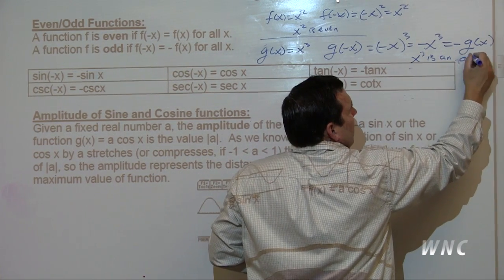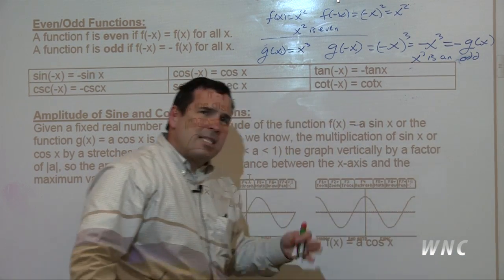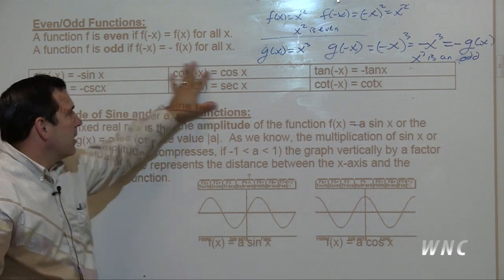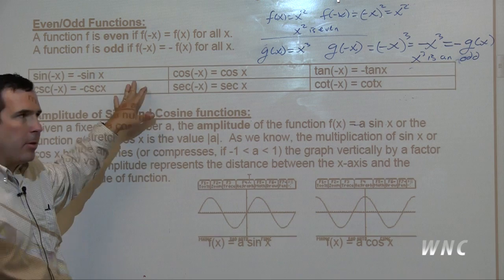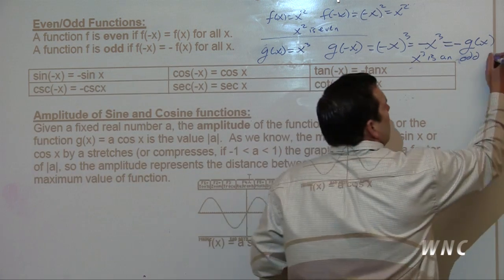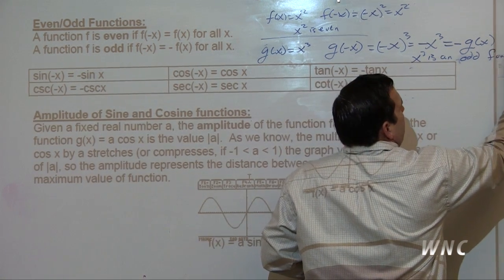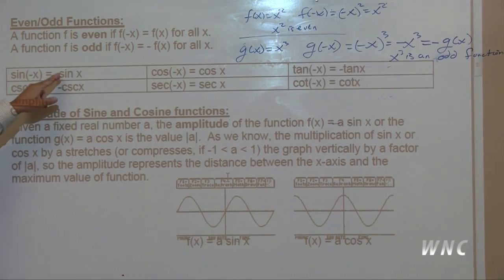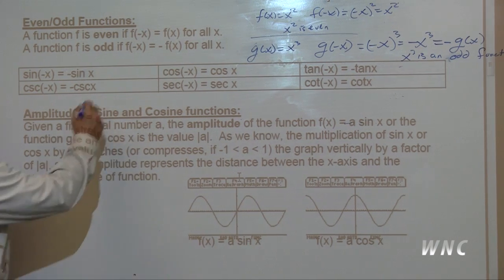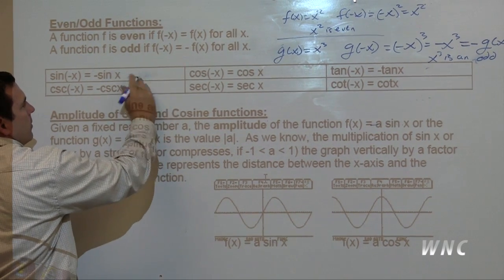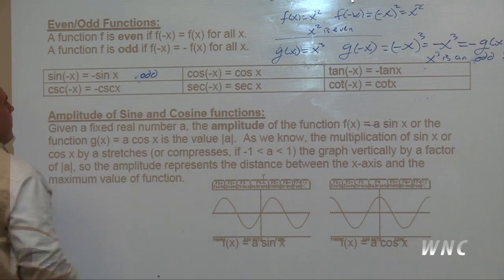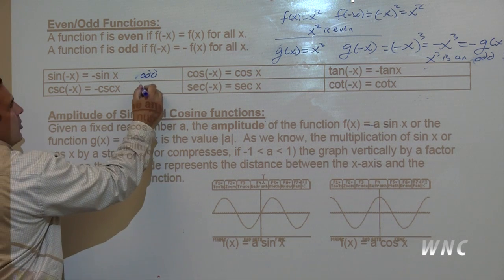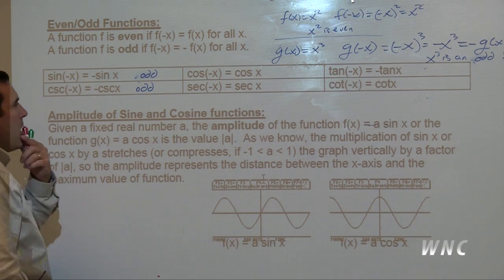A lot of people think, well, yeah, the power is even, the power is odd. Well, that's not really what it is. It doesn't have to be that, because these trig functions can be even and odd. Sine of negative x is the negative of sine of x, so that makes it odd. Cosecant of negative x is negative cosecant of x. It too is an odd function.